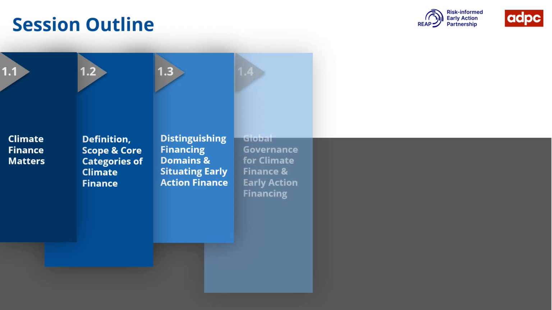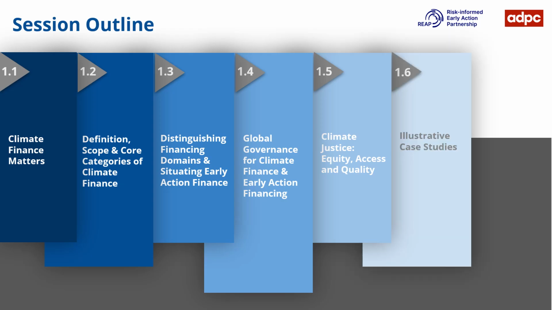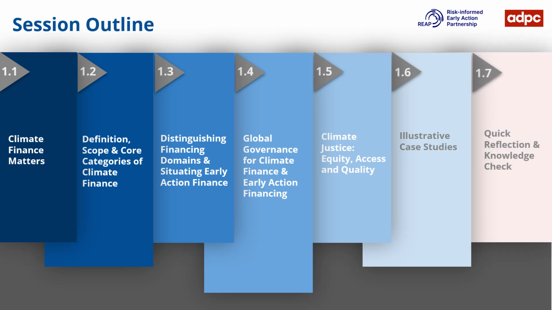Fourth, we will place climate finance within the global governance architecture. Fifth, we will discuss climate justice, with attention to equity, access, affordability, adequacy, and quality of finance. Sixth, we will look at an illustrative country case from the Philippines to see how these concepts appear in practice. Finally, we will close with a short reflection and knowledge check.